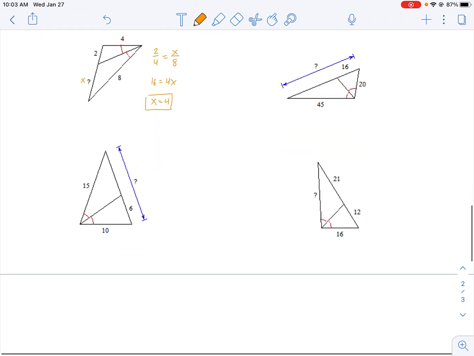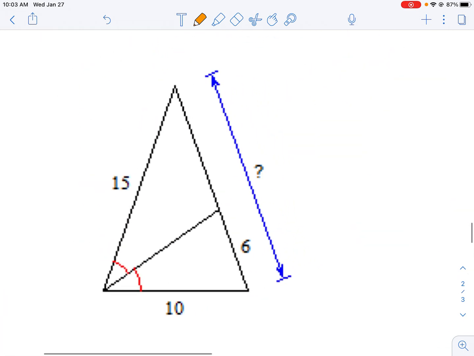Let's move down here to this problem. Again, so now we have a whole length question mark. So let's call the smaller length x. So x is this right here. Okay, and now I can say that 15 over x is equal to 10 over 6. Cross multiply, and you get 90 equals 10x. And divide, and you get x equals 9.